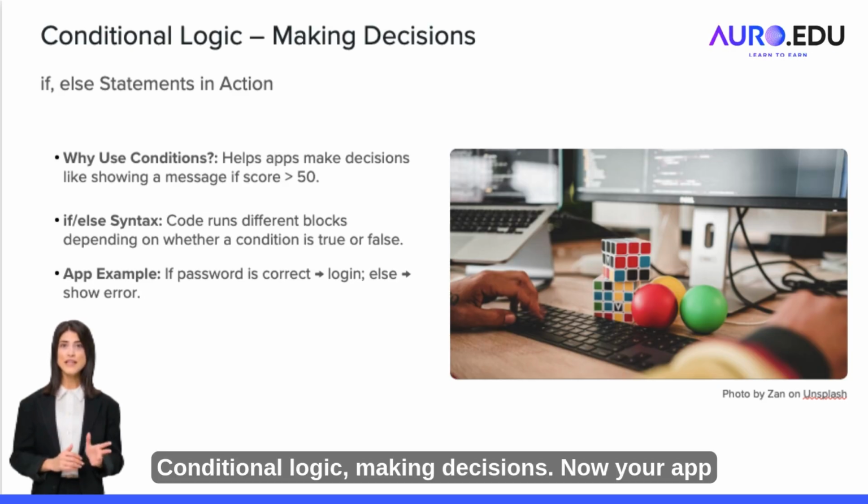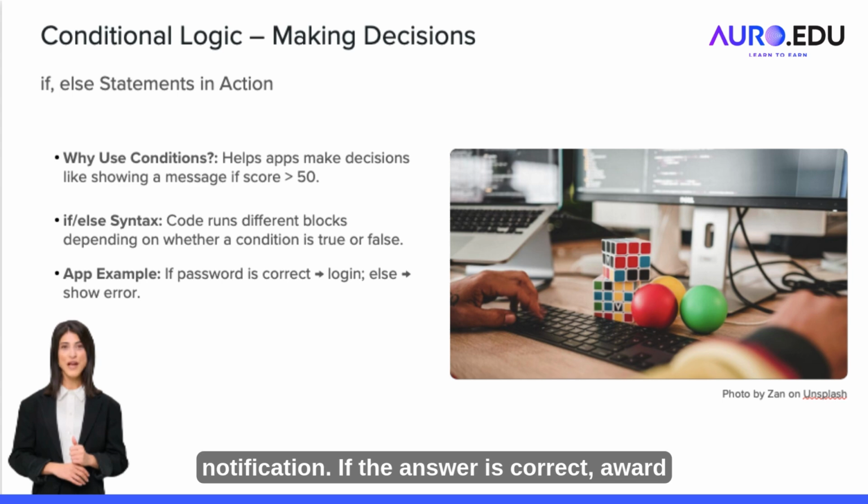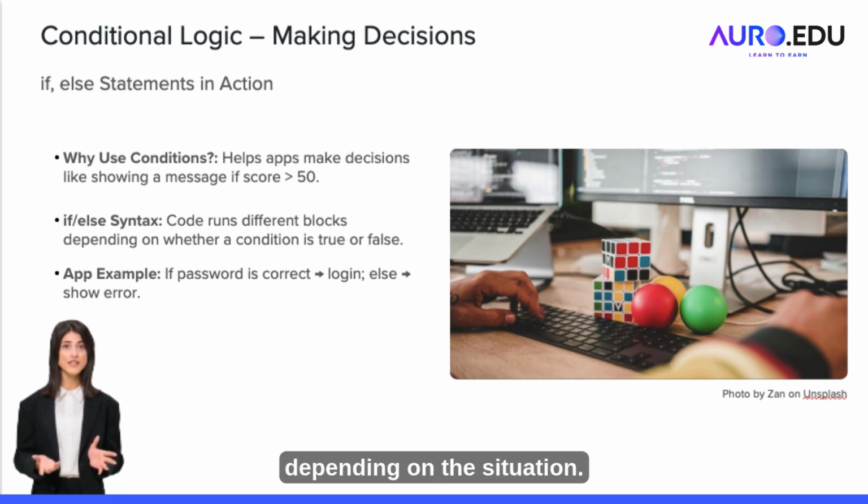Conditional logic, making decisions. Now your app starts to think. If it's raining, send a notification. If the answer is correct, award points. That's if-else logic in action. Your app reacts differently depending on the situation.